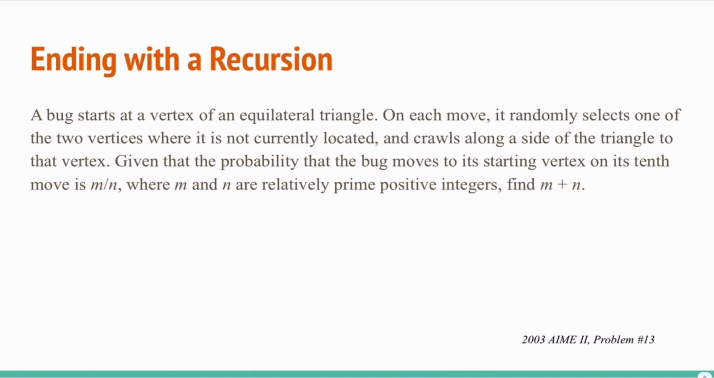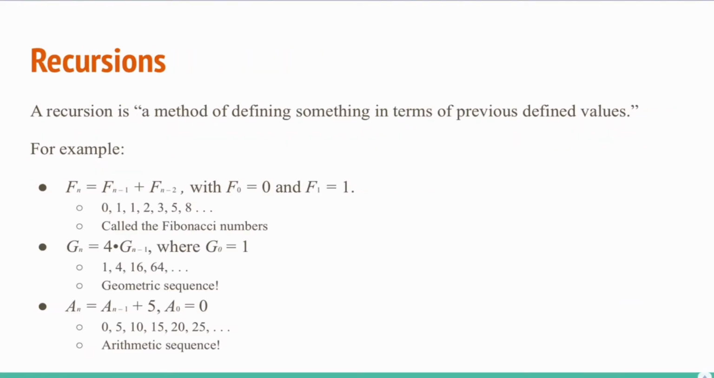First, let's find out what a recursion is and how to use it. A recursion is, as the dictionary definition, a method of defining something in terms of previously defined values. For example, for the recursion f of n equals f of n minus 1 plus f of n minus 2, with f of 0 equal to 0 and f of 1 equal to 1. Remember, we always have to define the first few values. And this one evaluates to 0, 1, 1, 2, 3, 5, 8. And these are called the Fibonacci numbers.